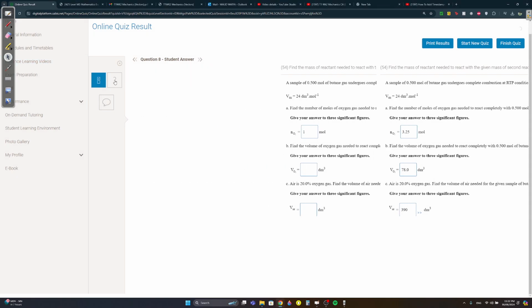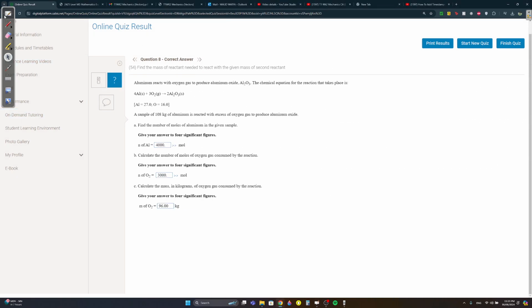Question 8. Aluminium reacts with oxygen to produce Al2O3. A sample of 108 kilograms of aluminium is reacted with excess oxygen to produce aluminum oxide. Find the number of moles of aluminium in the given sample. To find moles, we do n equals m over M.